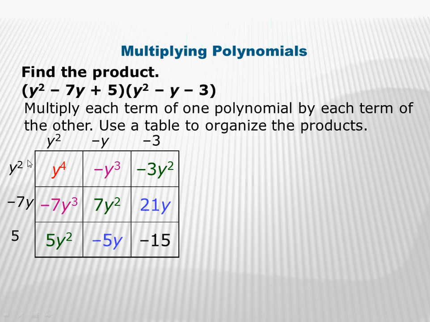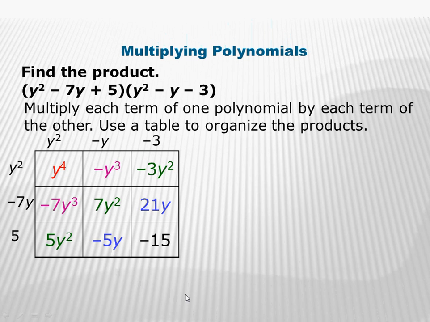So like I said, y squared times y squared is y to the fourth. Y squared times negative 7y is negative 7y to the third. Y squared times 5 is 5y squared. So that's how we filled out the box. Now I've gone ahead and color-coded all of my like terms. So everything to the fourth is in red, everything to the third is in pink, and so on.